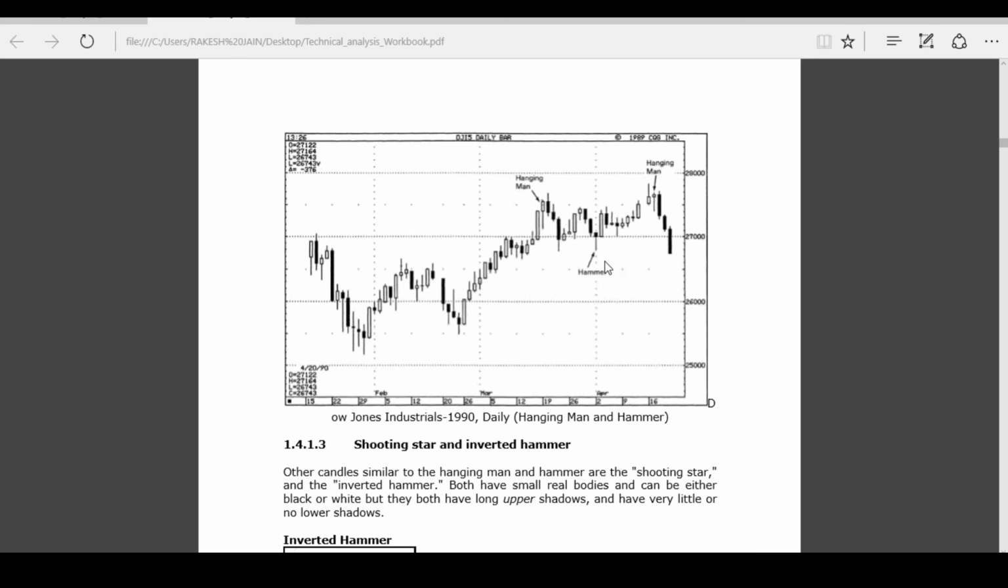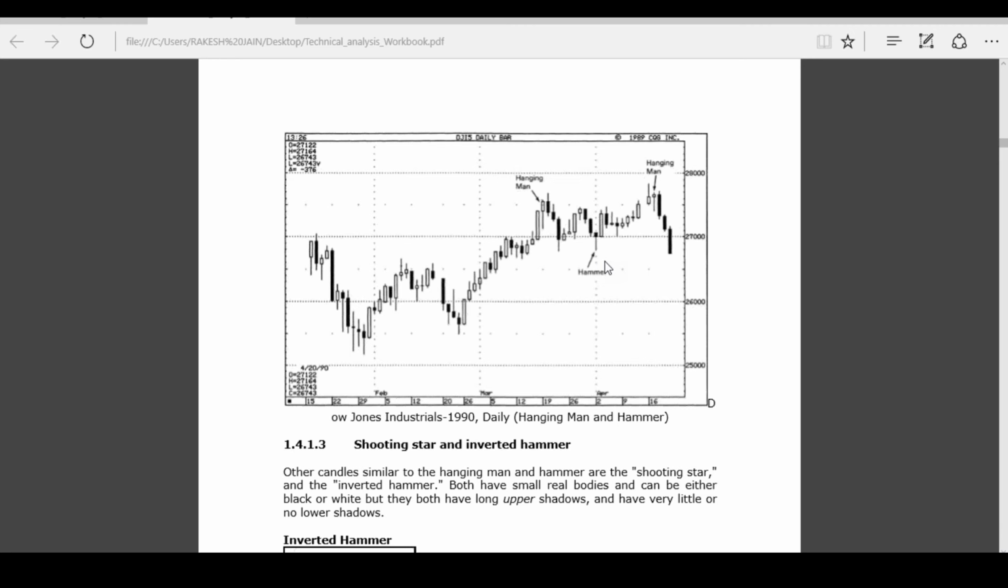See, this is a hanging man here. This is a hanging man. Again, a hanging man here. When it's on the upside, it's called a hanging man. When it's on the downside, it's called a hammer.